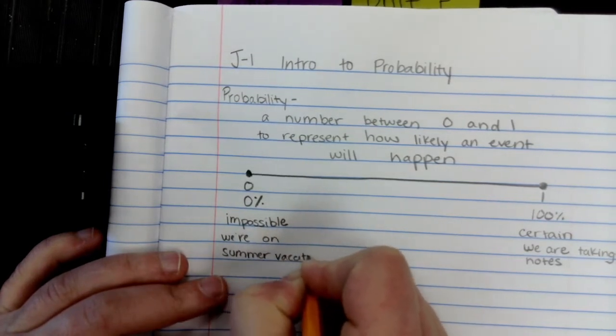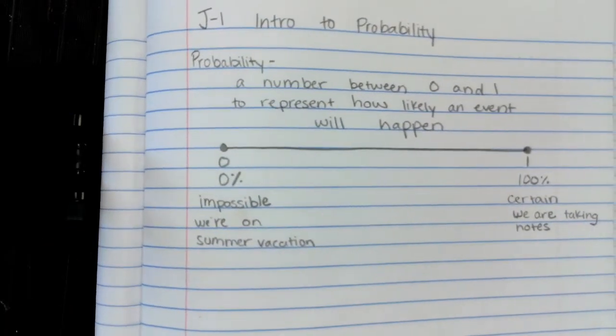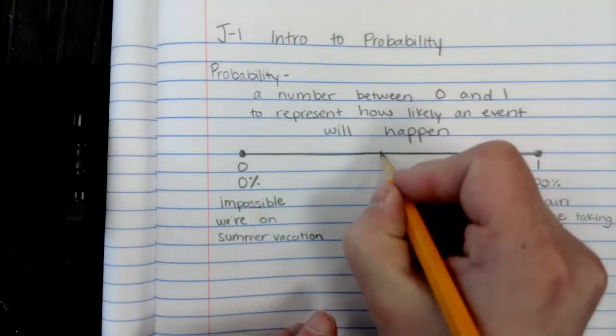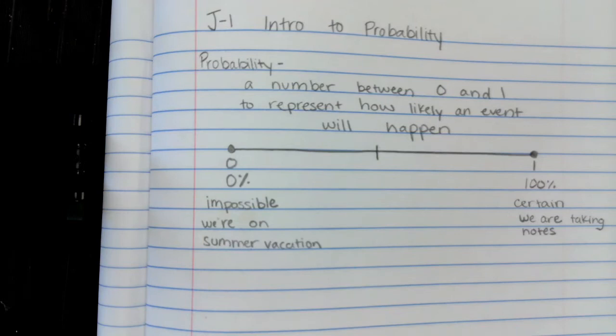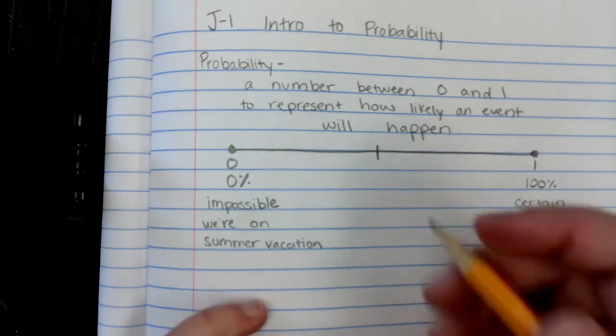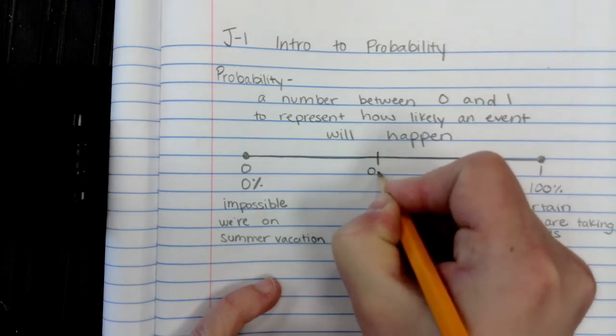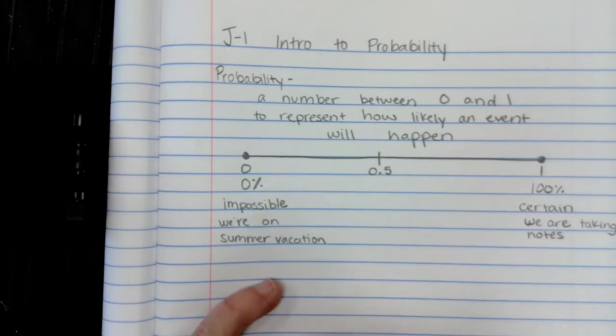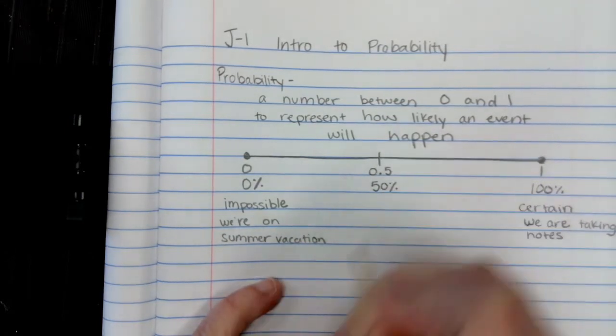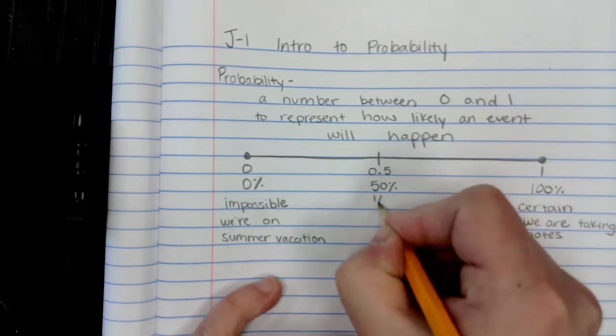All right, what would go in exactly the middle part of this line? What's exactly between 0 and 100%? 50%. Or if we think as a decimal, what's exactly between 0 and 1? We can label it as a decimal, 0.5. We could say it's 50%, or we could say it's a half. If something is a 50-50 chance, what does that mean? It means they're equally likely, or there's an even chance.